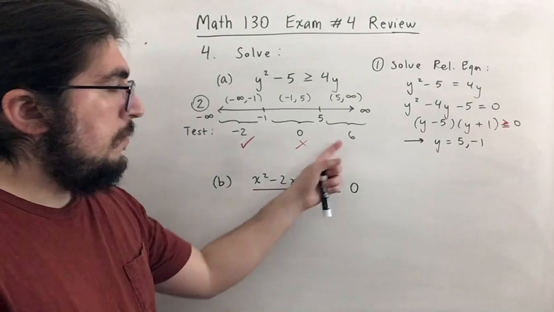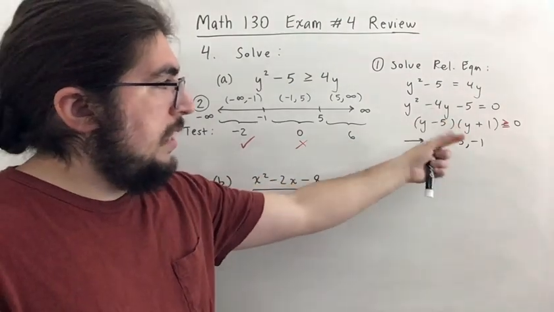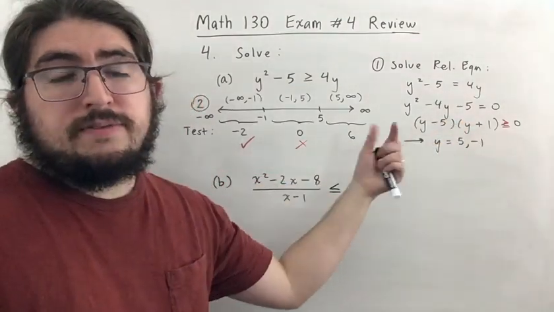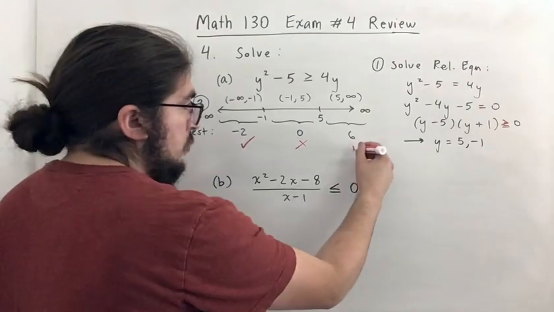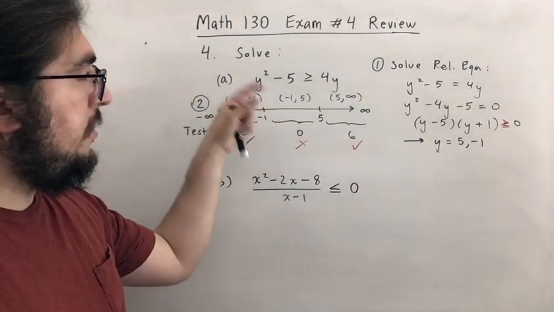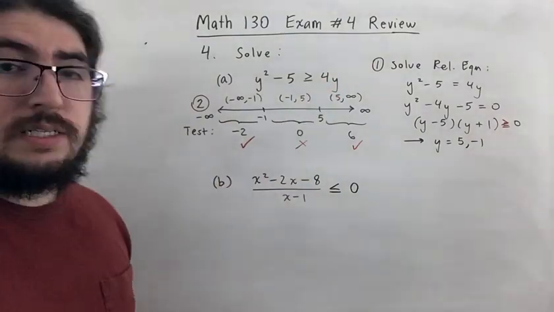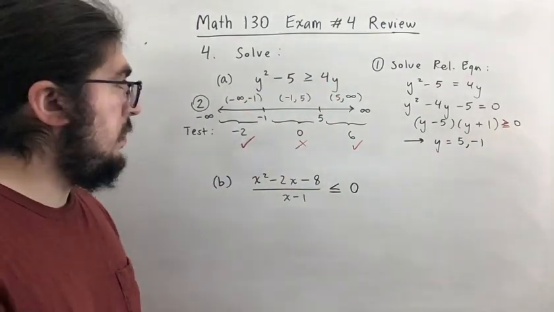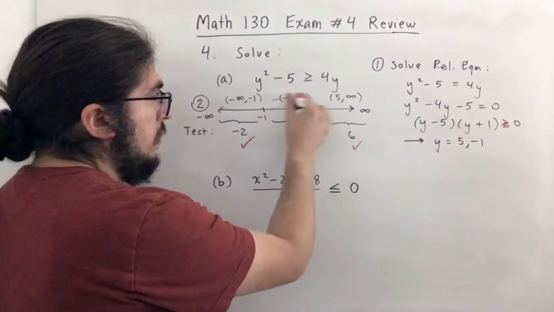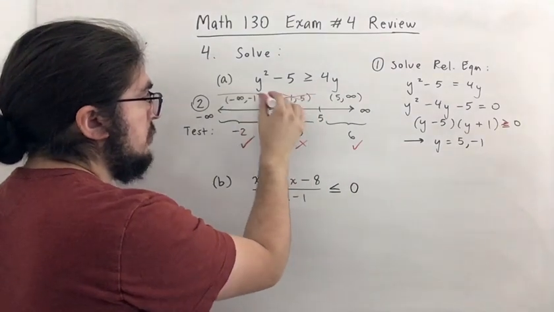Okay. Plug in a 6. We get 6 minus 5 is positive. 6 plus 1 is positive. So positive times positive is positive. This will work. Plug this in here. Get 36 minus 5. That's 31. And that's 4 times 6 is 24. And clearly that does work as well. So I'm not picking this one, but I am picking these two.